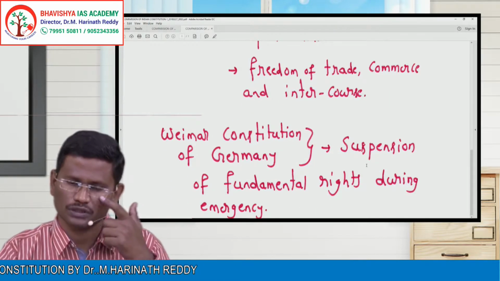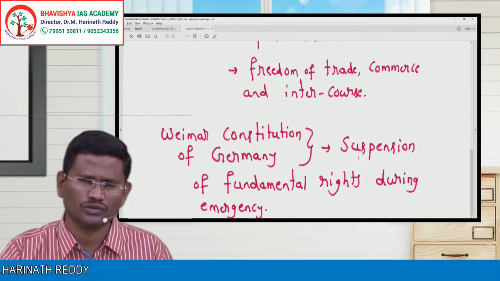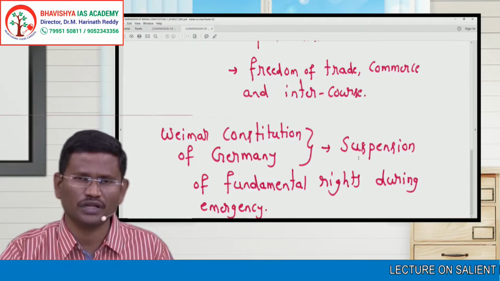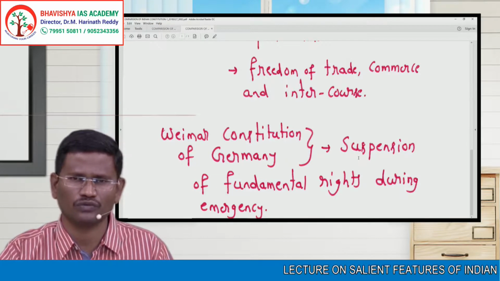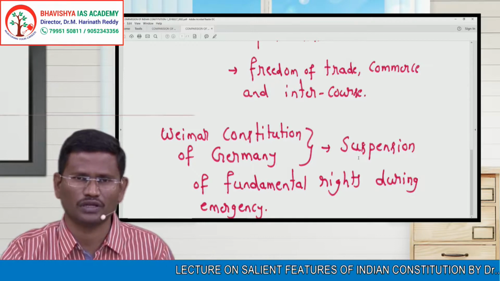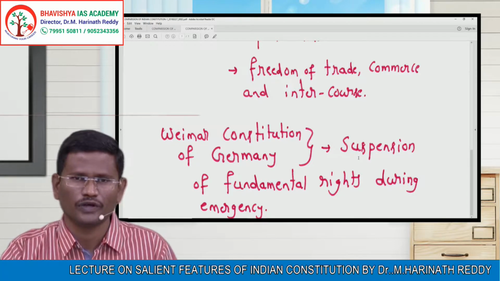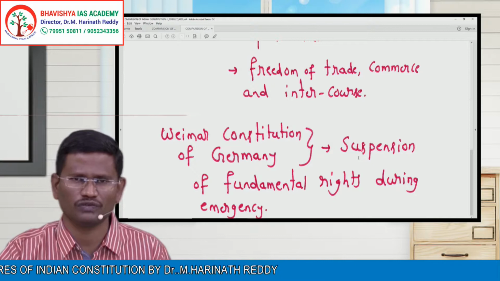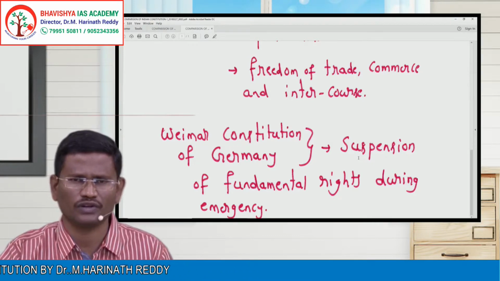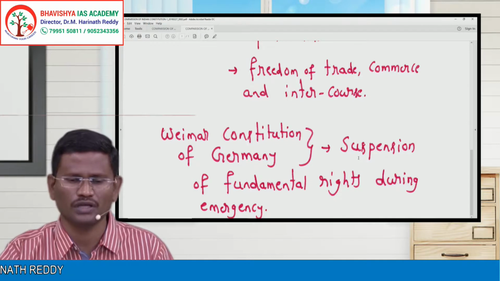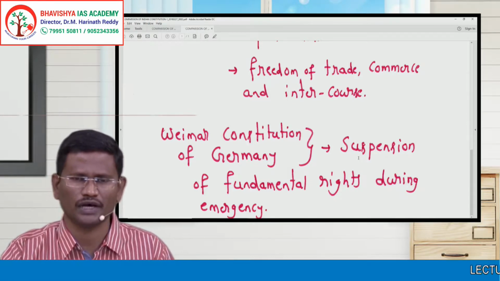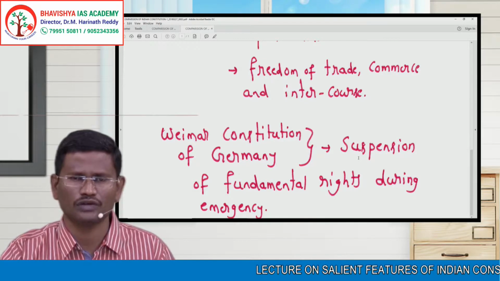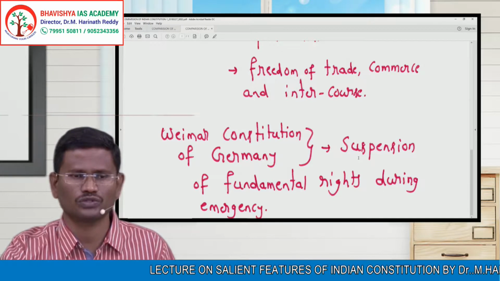Then Weimar Constitution of Germany. Weimar Constitution of Germany is framed after the First World War. And the idea of suspending the fundamental rights during emergency is borrowed from Weimar Constitution of Germany. Weimar is the place where the German constitution was drafted.